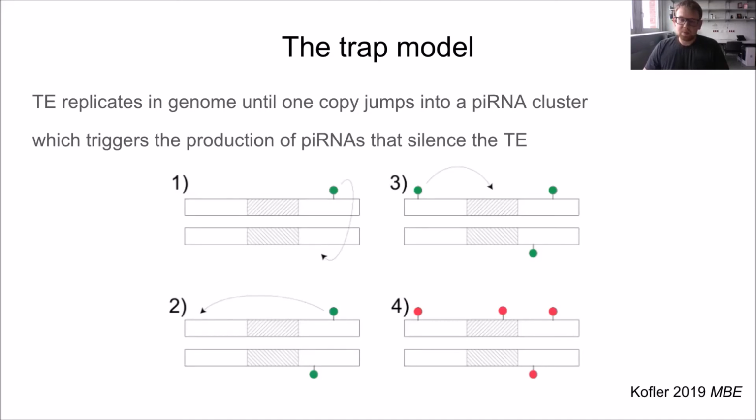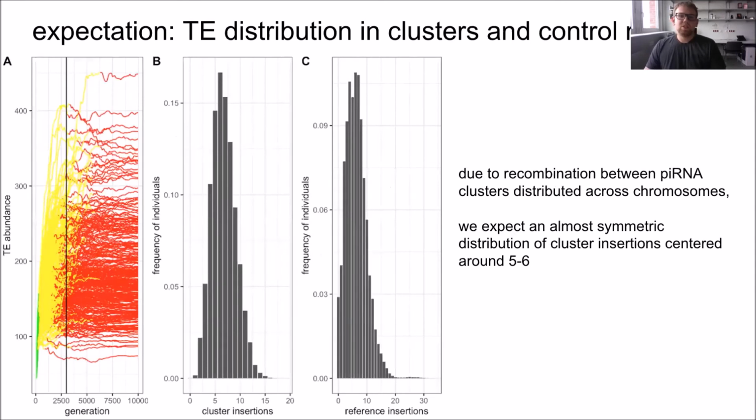And so we can perform simulations of TE invasions under the trap model. And you can see such a simulation result here, where we simulated 300 replicates, these lines here, of TE invasions. You can see in the beginning a rapid increase in the green phase, where there are no piRNA cluster insertions. But as soon as some TEs jump into clusters, the curve starts to bend, and at some point we have a plateauing of the trajectory, and then eventually the fixation of cluster insertions, that is shown then in red.